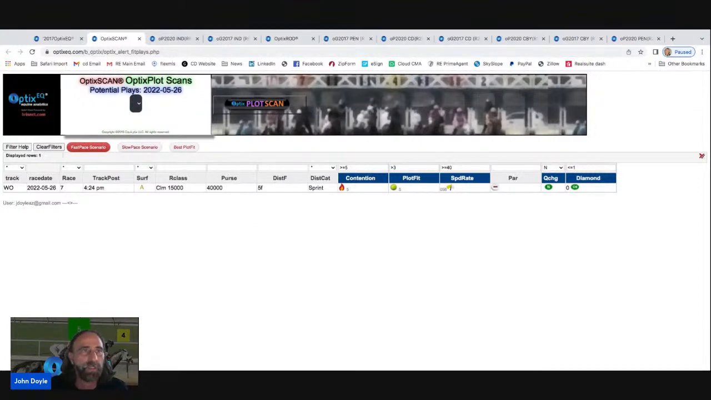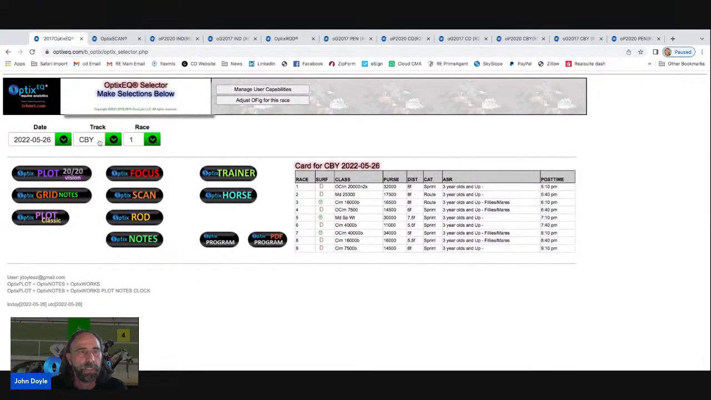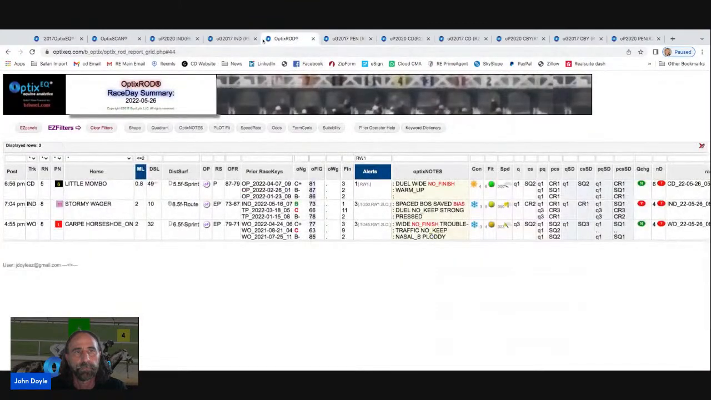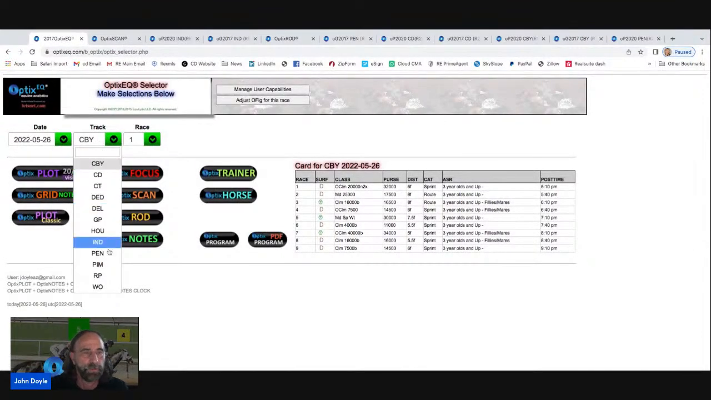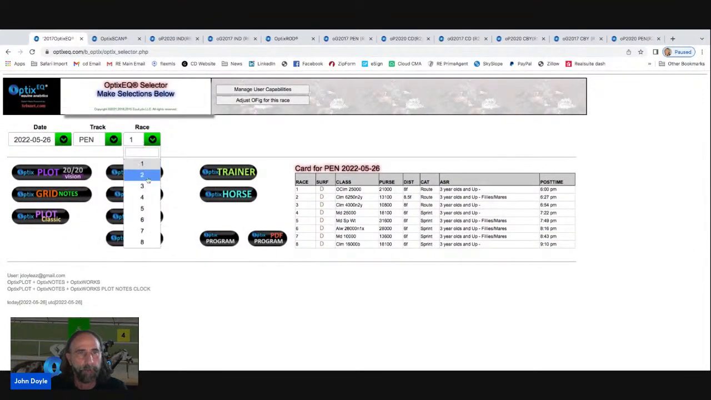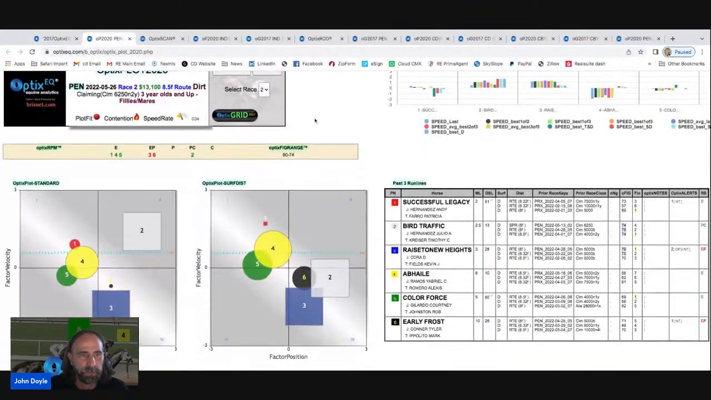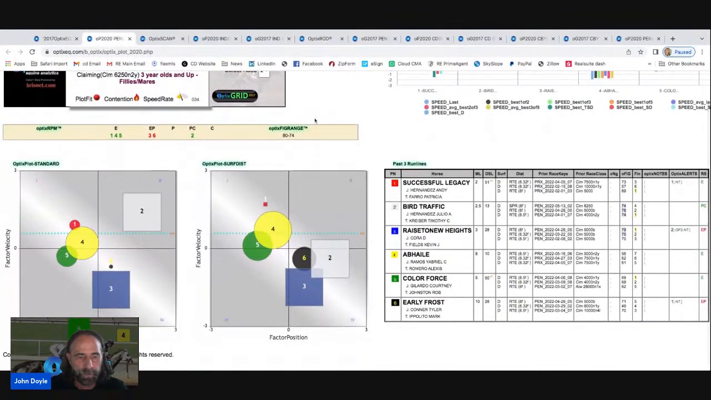Okay, so I looked at Penn National Race 2 and 3. Let me get the plots from this race. I may not stay on the whole time, but I want to at least get these as potential plays for you.